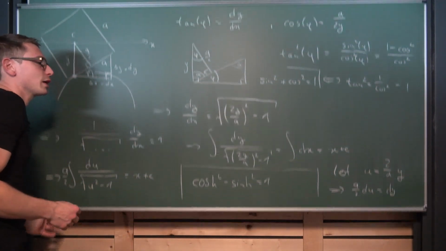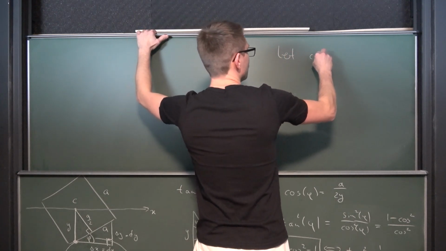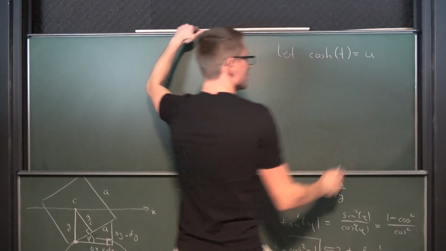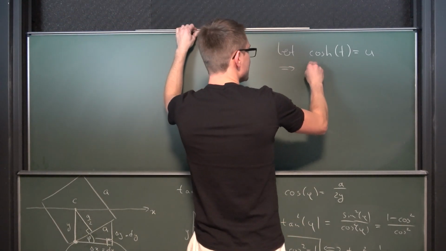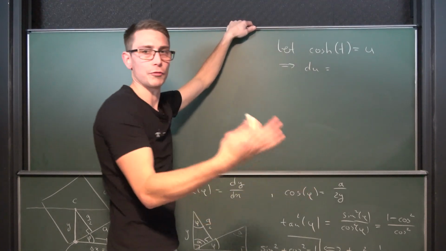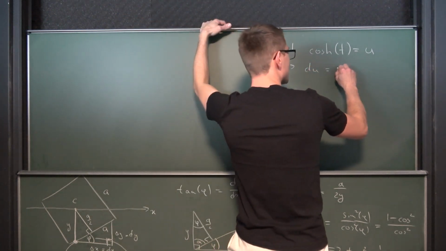What we are going to do is we are going to introduce a substitution, namely, let cosh of t be equal to u. That's our variable under the square root. Now, if we were to implicitly differentiate that, we are going to get that du is nothing other than, and the differential of cosh is kind of similar to the differential of the cosine, but here we don't get a negative sign.